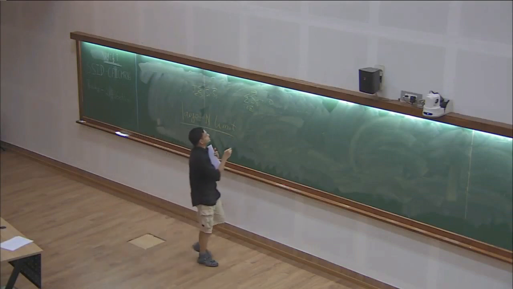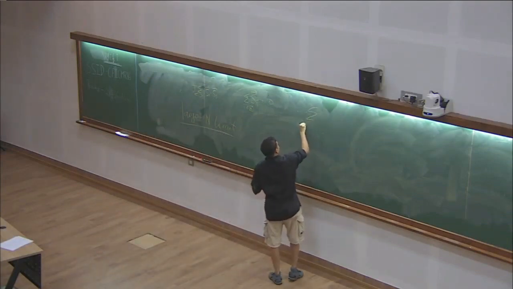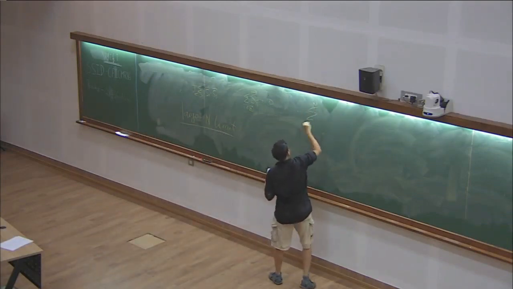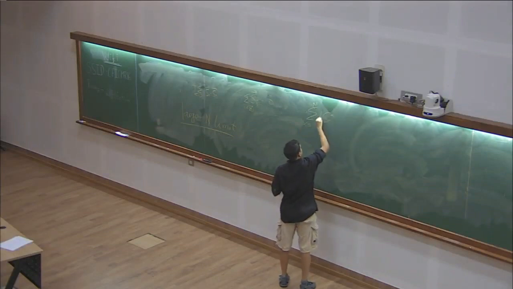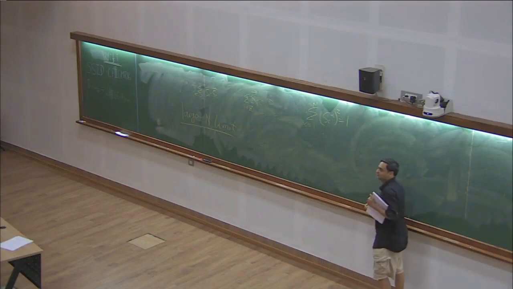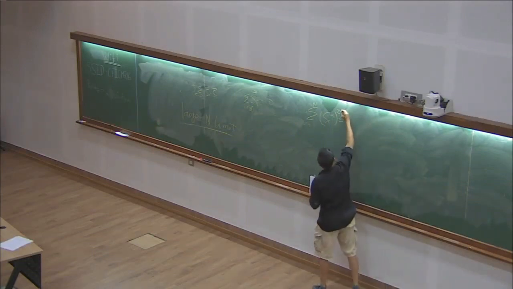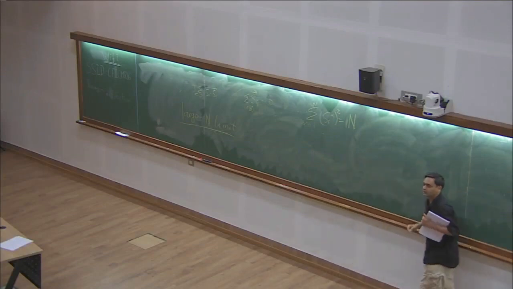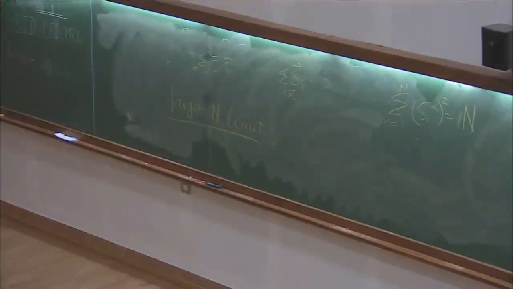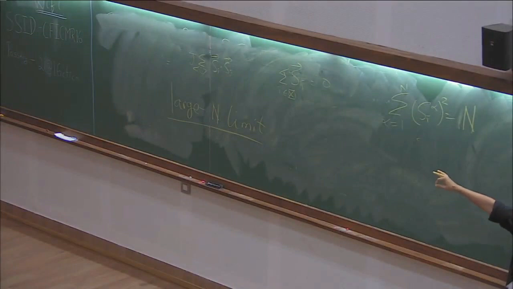So the idea is to say that we have n components instead of 3 of these vectors, and instead of them adding up to S or 1, let's say they add up to n. Right? And we are going to take the large n limit of this. So instead of looking at the classical O3 model, we are looking at the classical ON model. But the same energy.